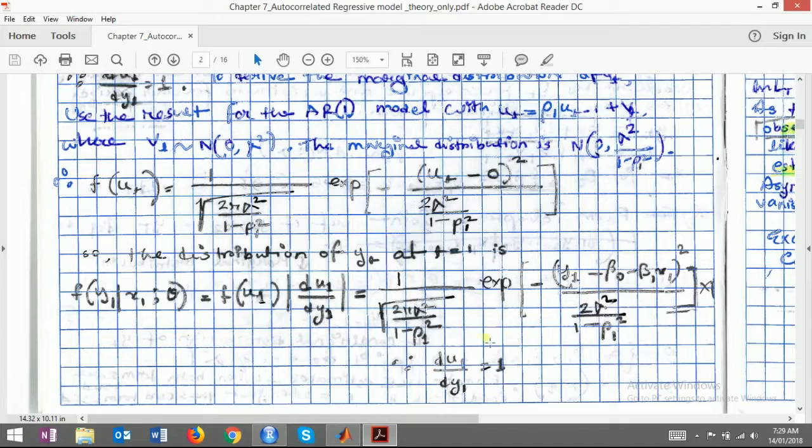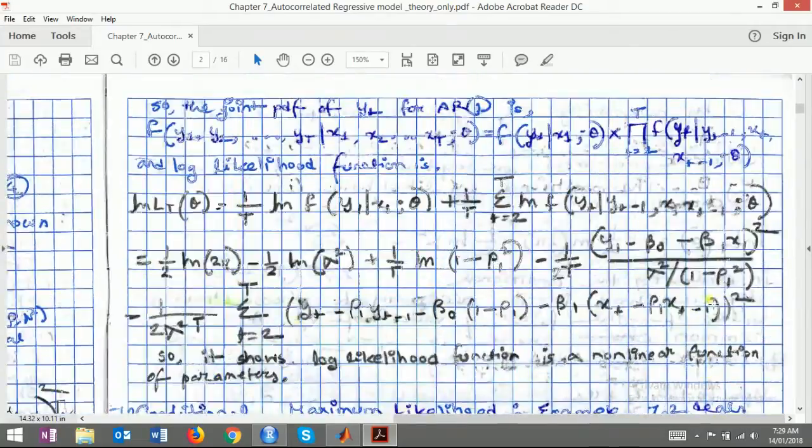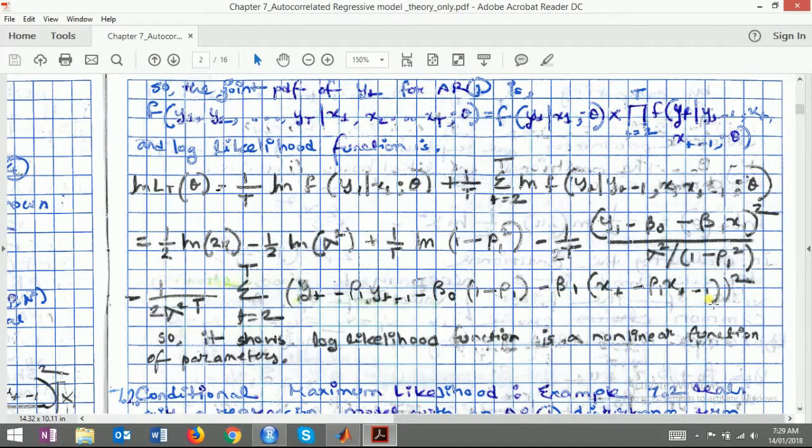So the joint probability density function of the AR1 autoregressive model is equal to f of y1 given x1 for all parameters, times the product for t equals 2 to T. See, remember, the first observation is handled separately and rho is not used there. Yt is conditional upon lags of yt, xt, and lags of xt, for all parameters theta.